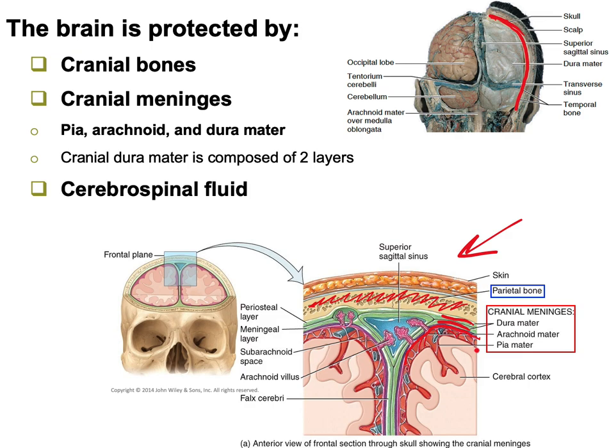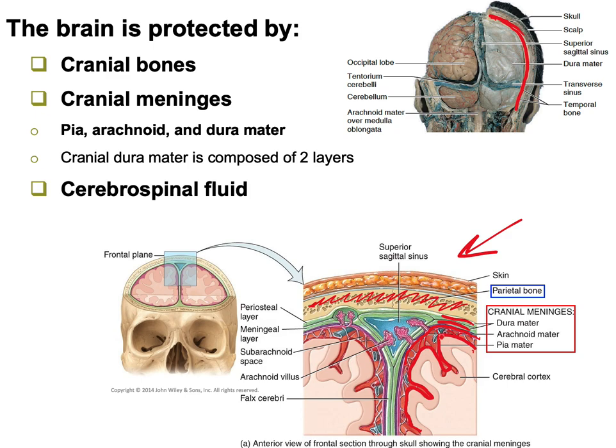Deep to it, there is another layer that adheres to the brain itself. You see the red color, it adheres to the brain itself. Even in a cadaver, it's very difficult to take it out. So this is the pia mater, because it attaches to the brain.